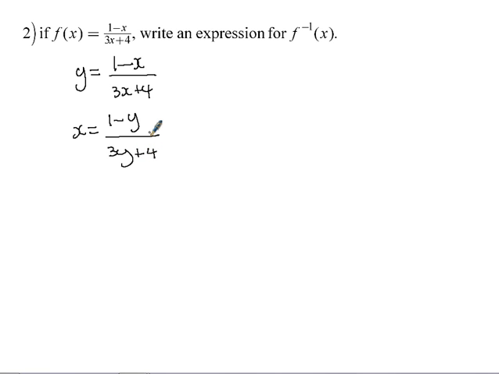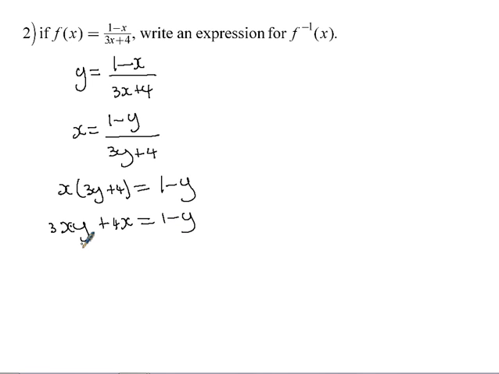And once we've interchanged, it now becomes transposition. We need to make y the subject. With this here, y is in the denominator, so we cross multiply. Cross multiplying gives us x times this denominator, 3y plus 4, equals 1 times that numerator, so 1 minus y. Now we need to get this y out of the bracket so we can group it with the other y. So we have 3xy plus 4x is equal to 1 minus y.